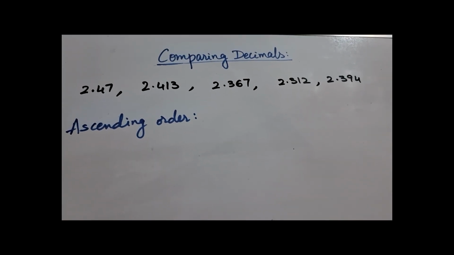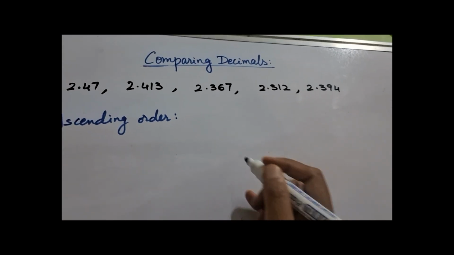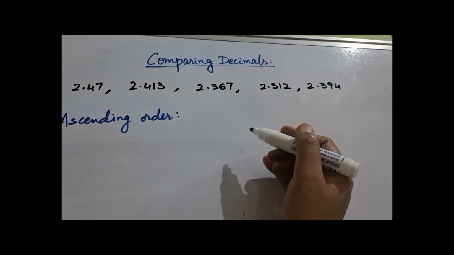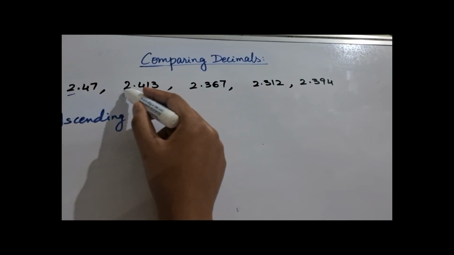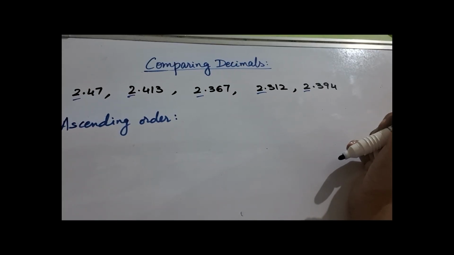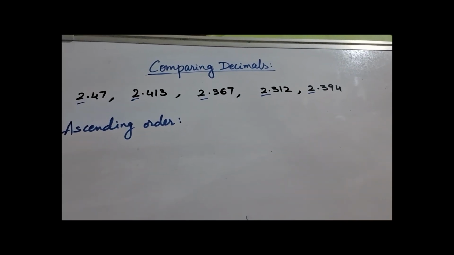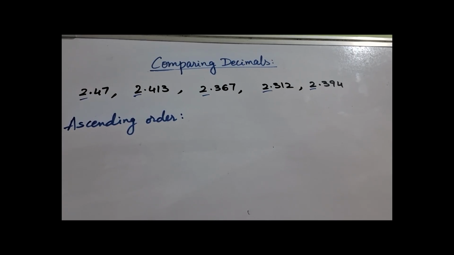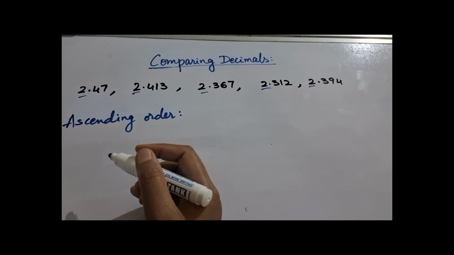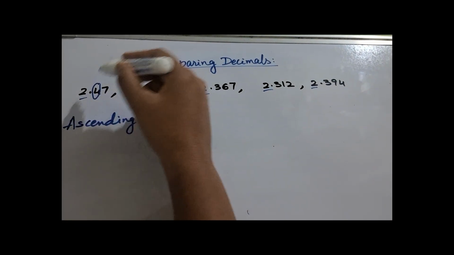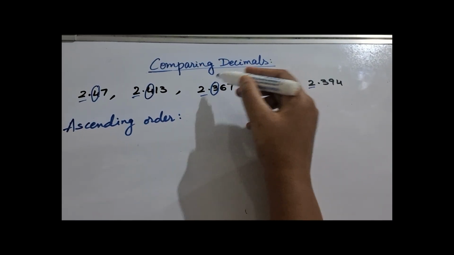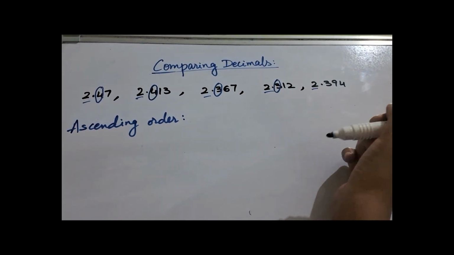Let's take one more example, children. Here we need to compare these decimal numbers. Okay. Here we can see that all these decimal numbers have the same whole number: 2, 2, 2, 2. The whole part is the same. So if the whole part is the same, we need to compare the decimal part. In the decimal part it is 4 and the tenths part of all these decimal numbers we need to compare. Okay, children.